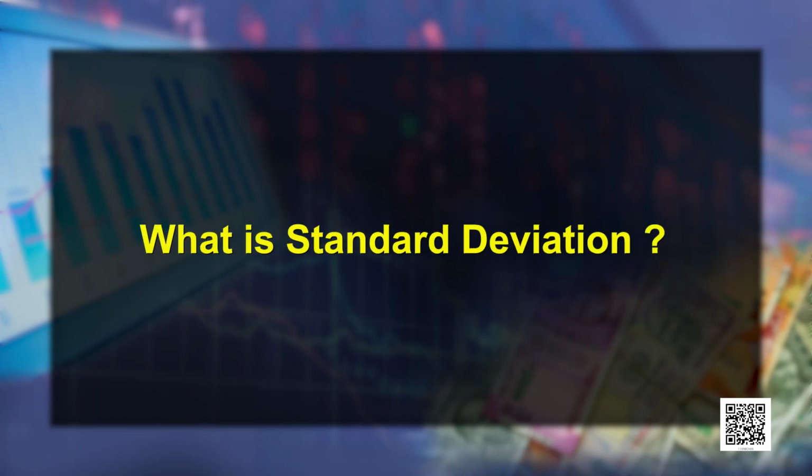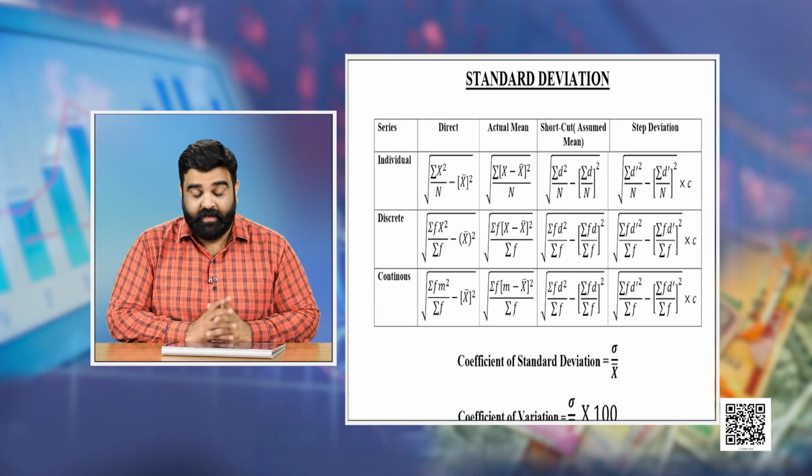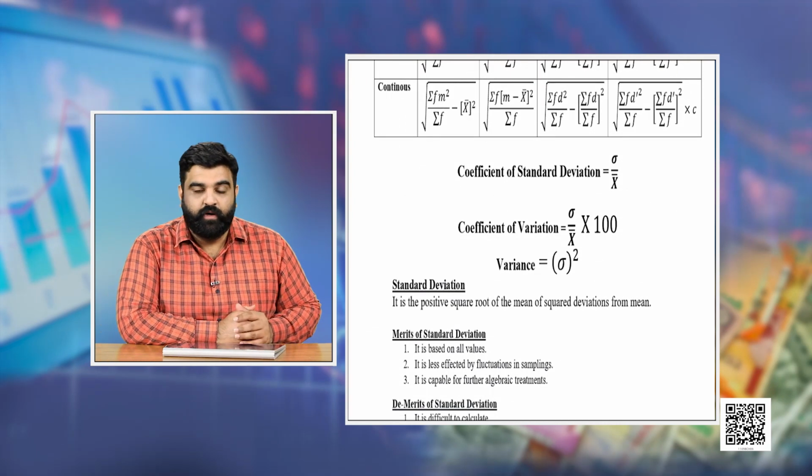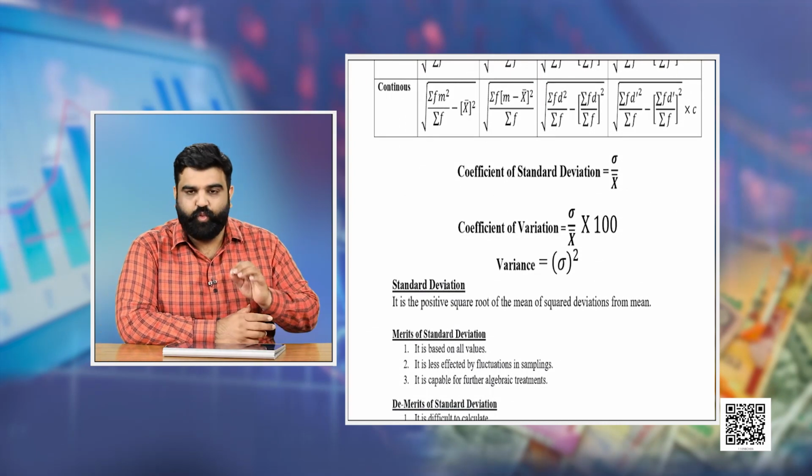Today we will be discussing standard deviation. So, what is standard deviation? Standard deviation is the positive square root of the mean of the squared deviations from the mean. We will be discussing the merits and demerits of standard deviation, and then we will move on to the formulas and do some questions.